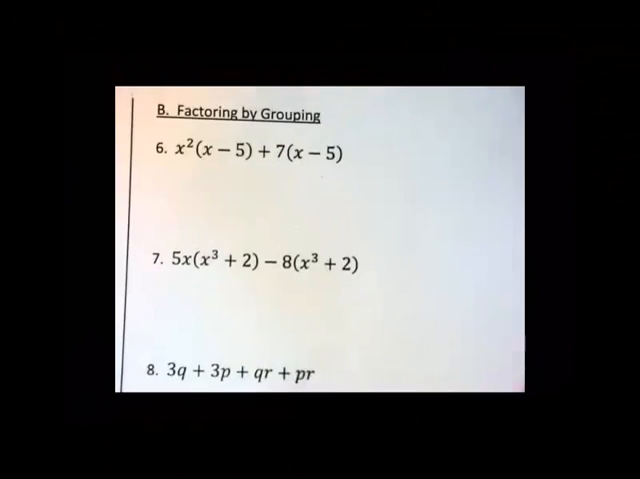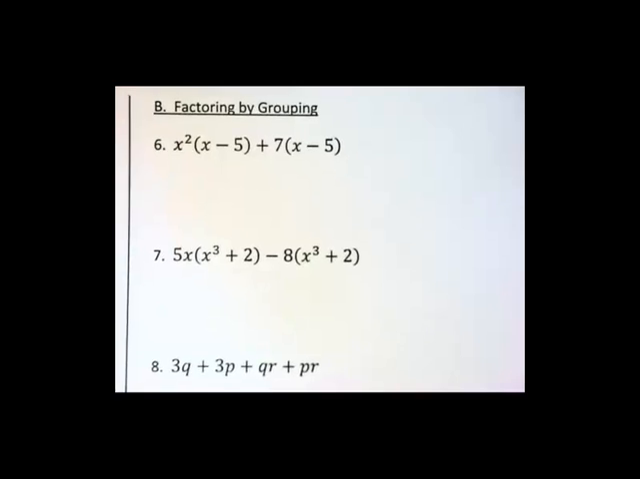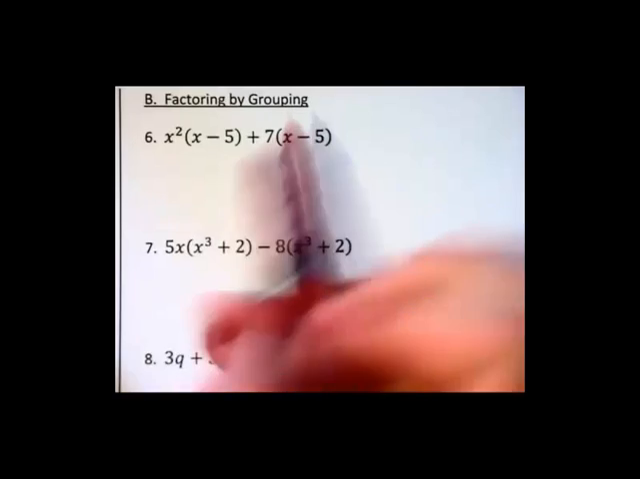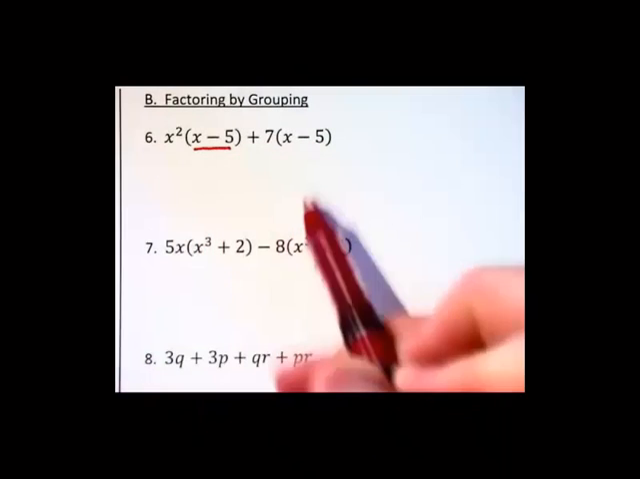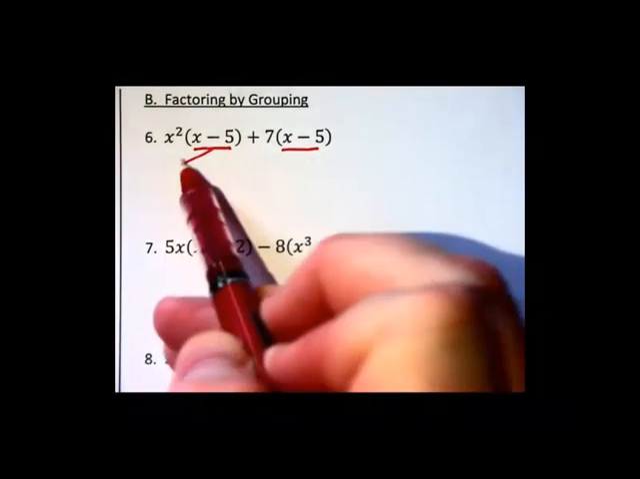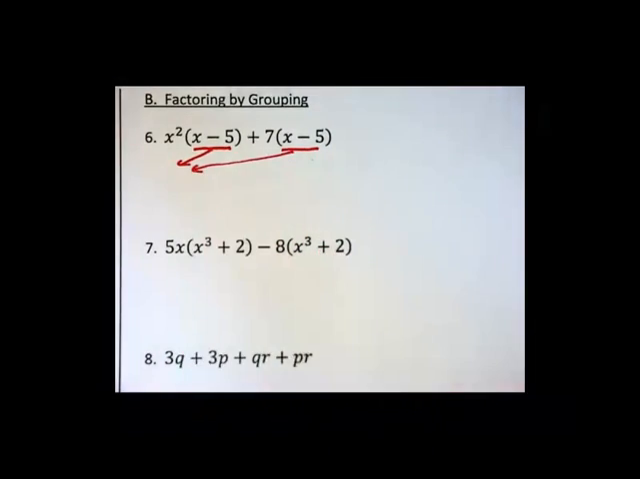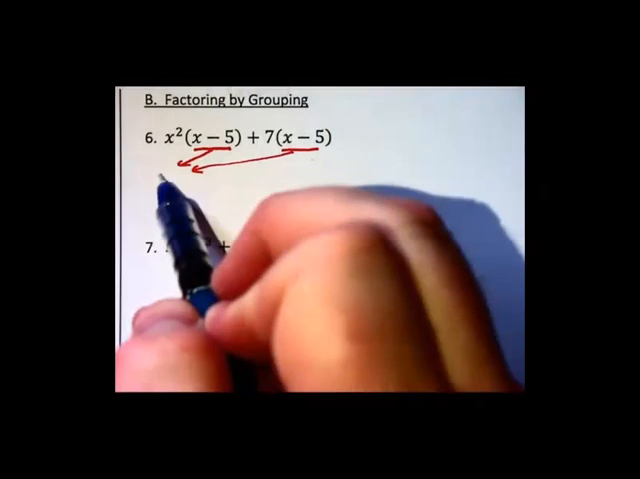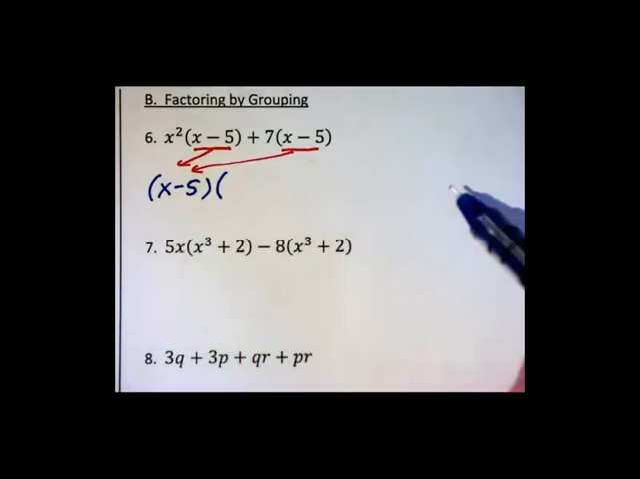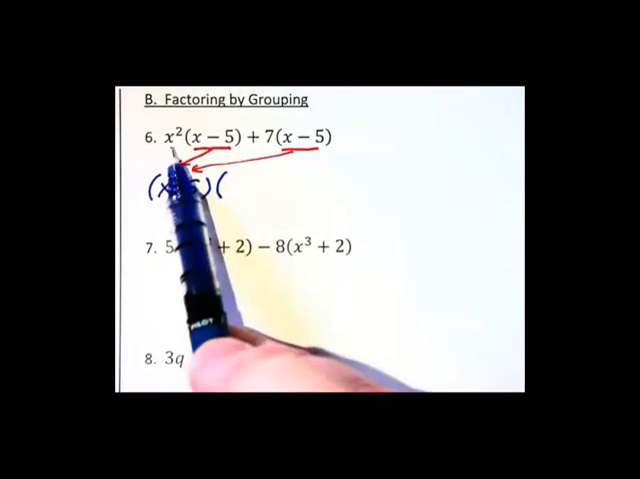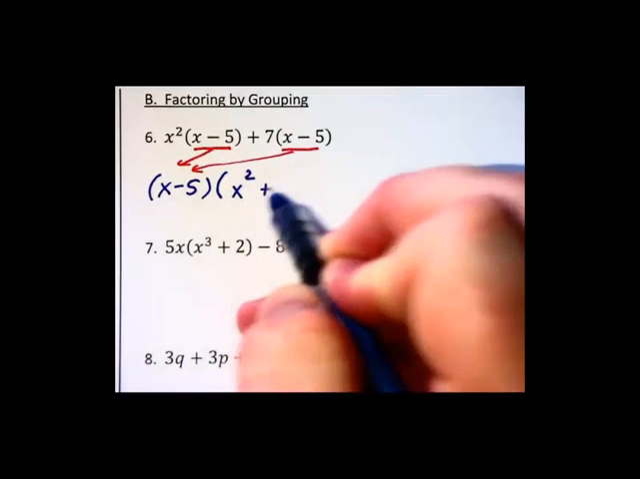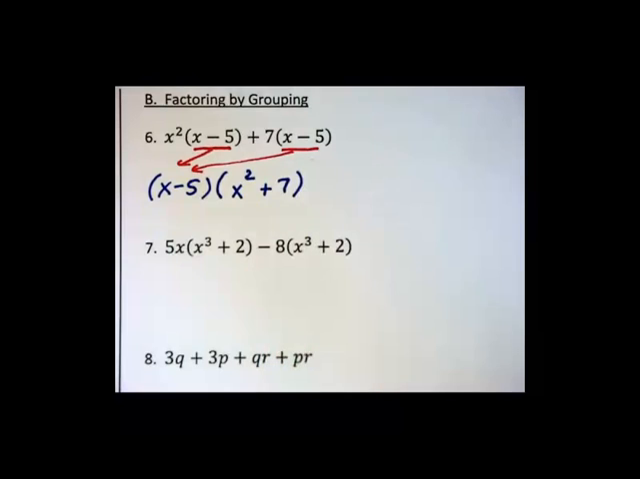The second method of factoring is that of grouping. In problem number 6 here, it's already partially grouped. We notice that there's an x minus 5 in the first half of the problem and in the second half of the problem. And it's that x minus 5 that's going to get factored out of each half of the problem and brought out front. When you divide x minus 5 out of the front half of the problem, you get x squared left over in the first half of the problem and 7 left over in the second half of the problem.